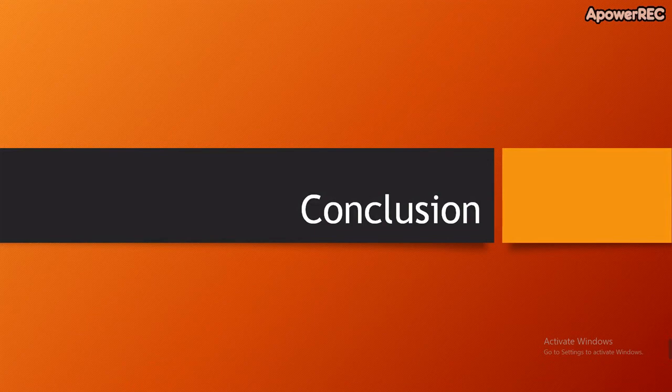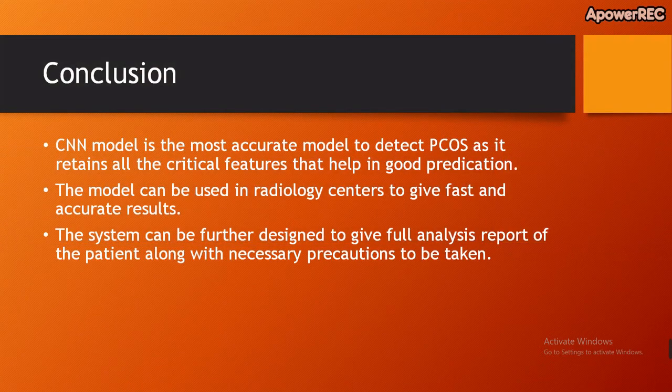I'd like to conclude the presentation by saying that CNN is the best model amongst the other models that were used to detect PCOS. CNN reduces the images into a form which is easier to process without losing features which are critical for getting a good prediction, giving us an accuracy of 69%. The model can be used in hospitals and radiology centers for the easy classification of PCOS patients. The system can be further designed in order to give a complete report with precautions to be taken by the patients with PCOS.